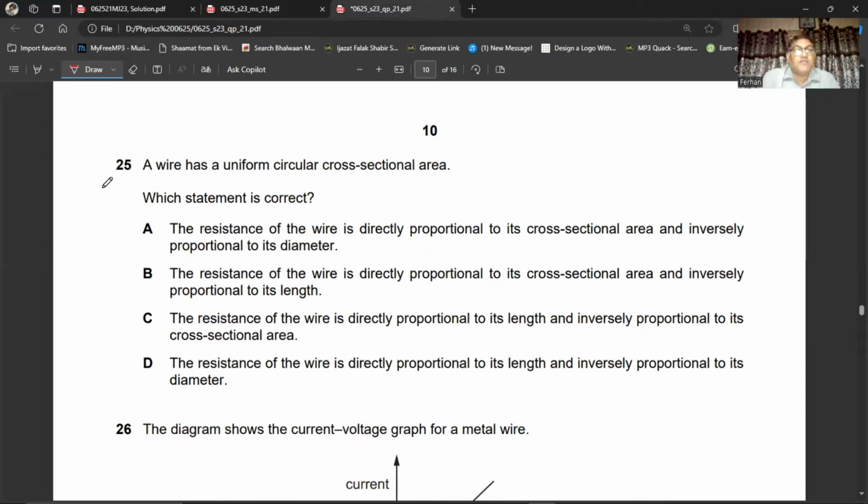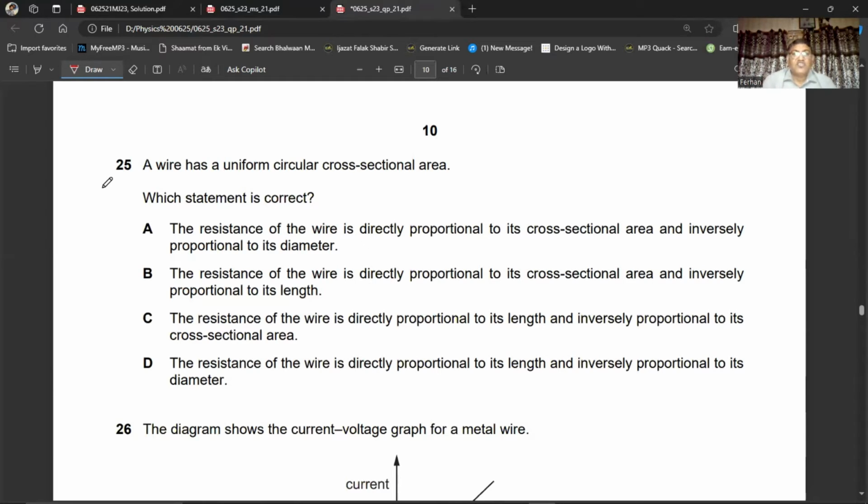He says a wire has a uniform circular cross-sectional area. Which statement is correct? The resistance of the wire is directly proportional to its cross-sectional area and inversely proportional to its diameter. No, the resistance is inversely proportional to the cross-sectional area. The resistance of the wire is directly proportional to its cross-section. That is wrong. A and B both are wrong.